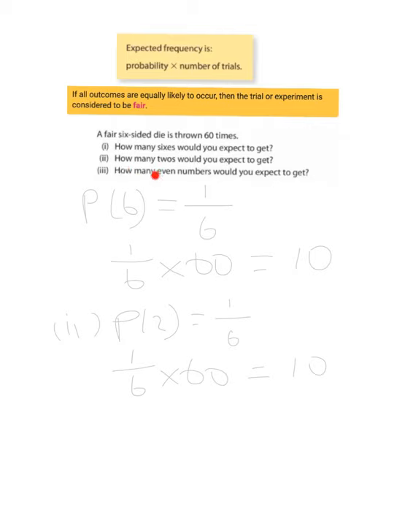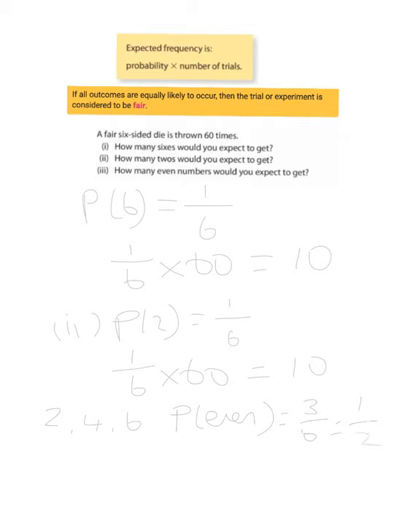The third one is how many even numbers would you expect to get? Well, the even numbers on a die are 2, 4, and 6. So the probability of getting an even number is 3 out of 6, or a half.